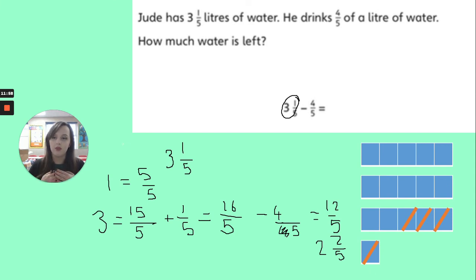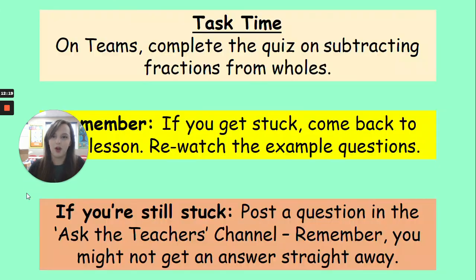Hopefully this has given you enough of a reminder of how this works that you can now go and have a go quite confidently on your maths quiz on Teams. If you're still not feeling sure, I recommend you rewatch this video a couple of times to see those examples, do them yourself and make sure you're getting the right answers before you move on. If you need any extra help or you're confused about a question, reach out on Teams to the Ask the Teacher channel and we'll do our best to help you.